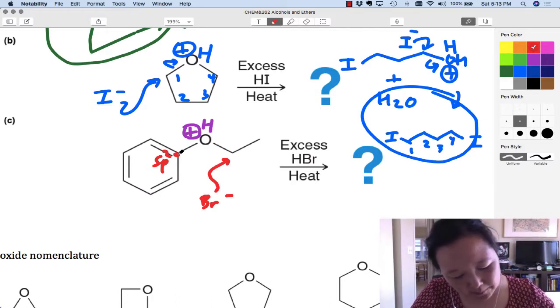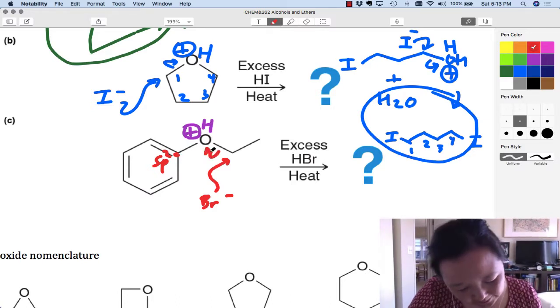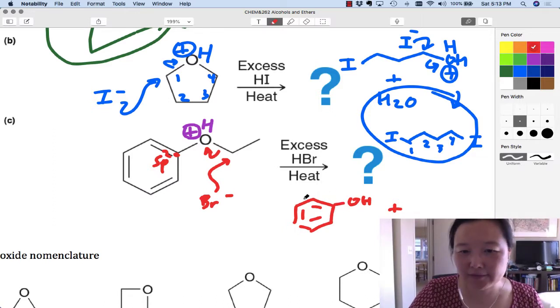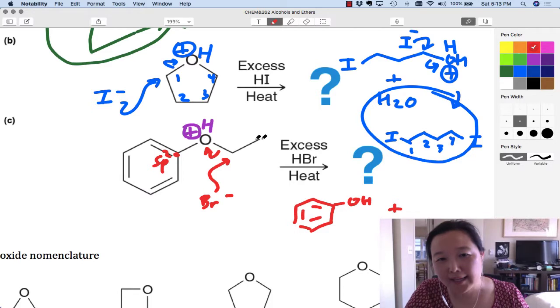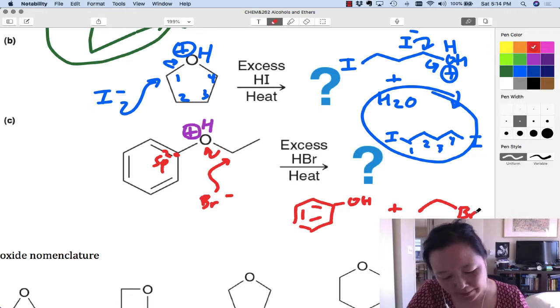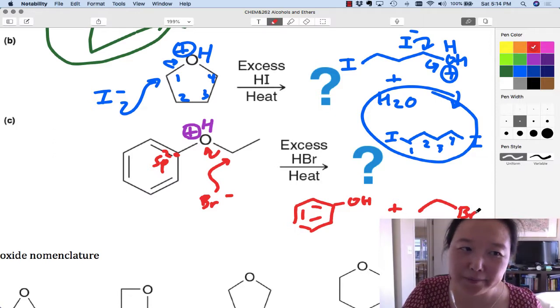Therefore, the best product we can get here is going to be the phenol. So this is going to be released as a phenol, which will not react further because this is not a good place for a leaving group. So that's why aryl halides do not react very well with SN2. So if we react here, though, we can get a 2-carbon bromide, which is ethyl bromide. So these are your products for part C.